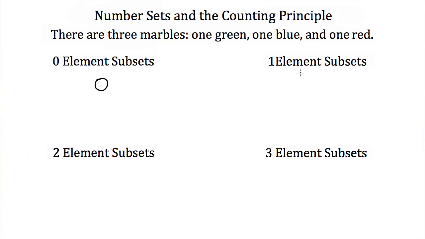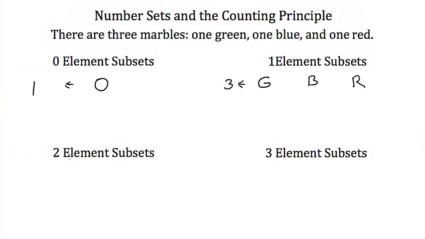If I wanted a 1 element subset, that would mean I would choose 1 marble out of the 3 possible. And there are 3 different subsets for choosing 1 marble. I might choose the green marble, or I might choose the blue marble, or I might choose the red one. So there are 3 different 1 element subsets from these 3 different marbles. Just like there's only one way to choose 0 marbles.